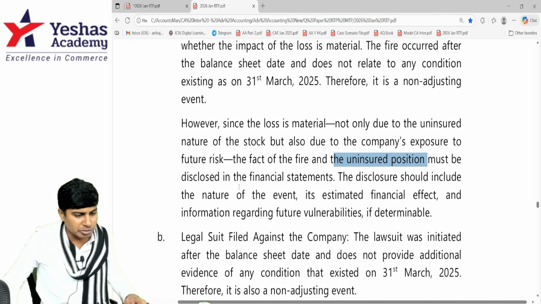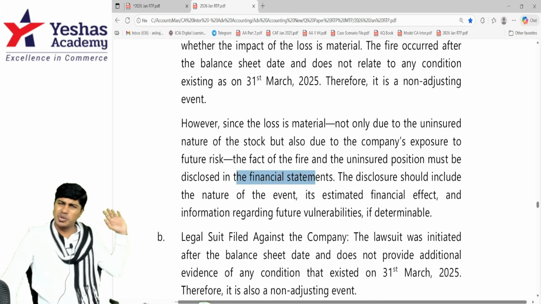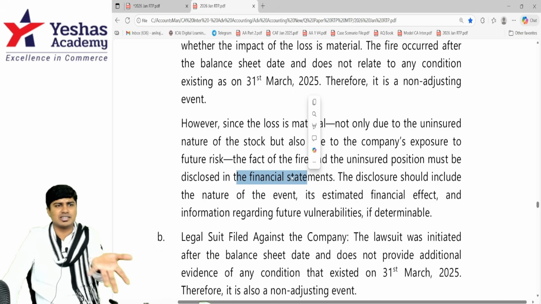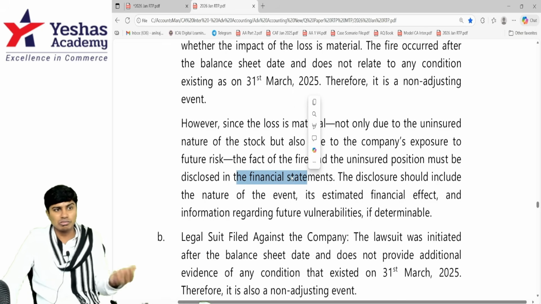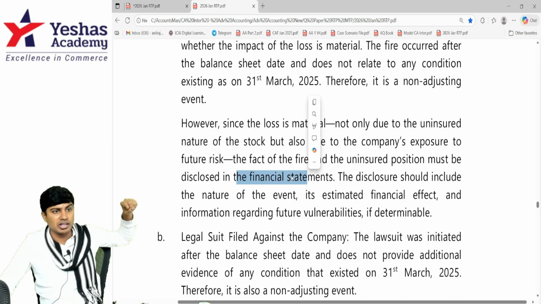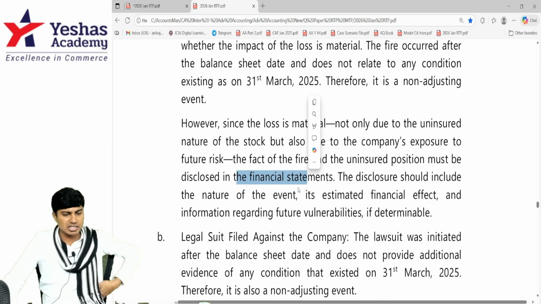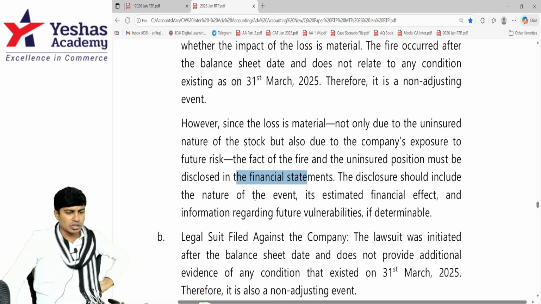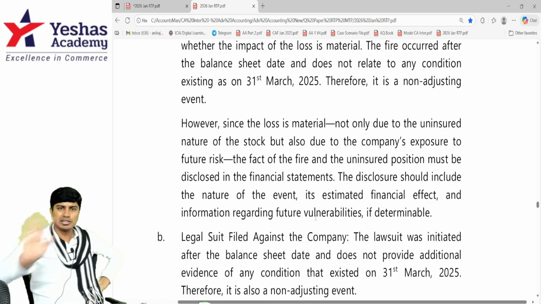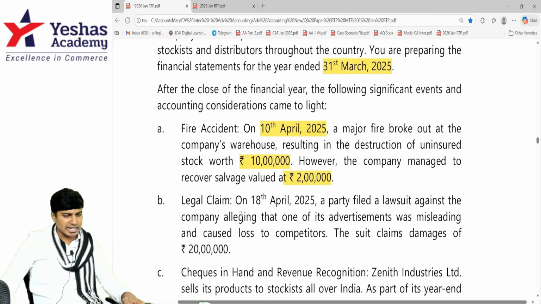The uninsured portion must be disclosed in financials. Just disclosure you can do, saying that this happened, this loss is there, this is the case. You can disclose, but should you adjust it in the financial statement? Should I reduce it from my inventory? Should I raise a loss in my P&L? The answer is no. Disclosure should include the nature of the event, estimated financial impact, vulnerabilities, if any. Done. First part. Now let's see the second part.